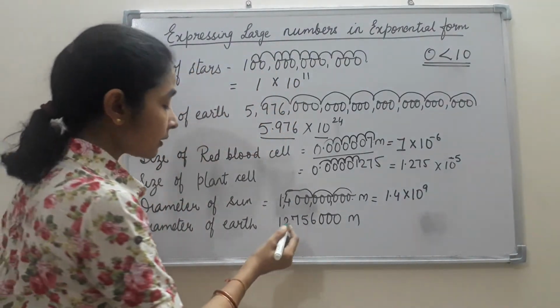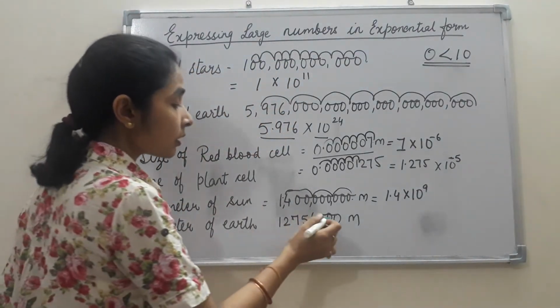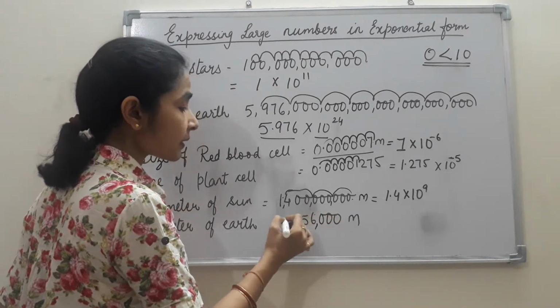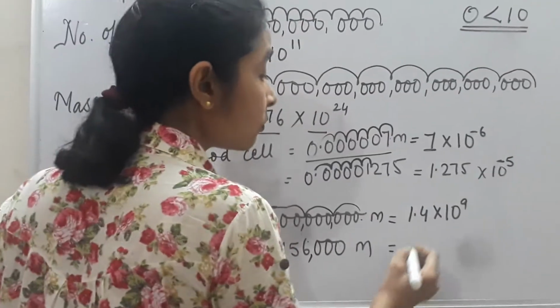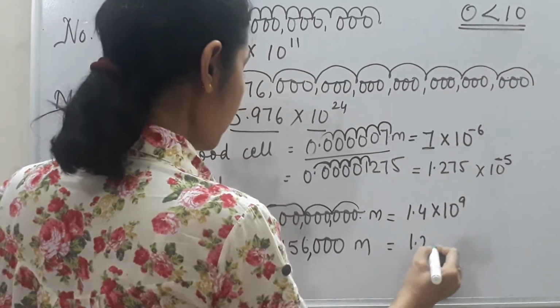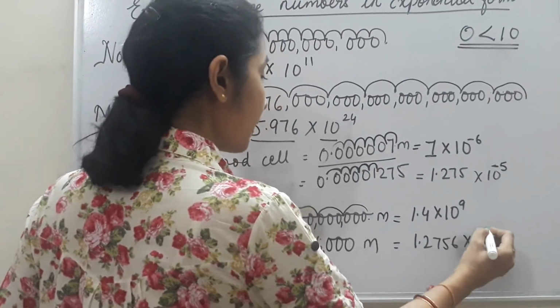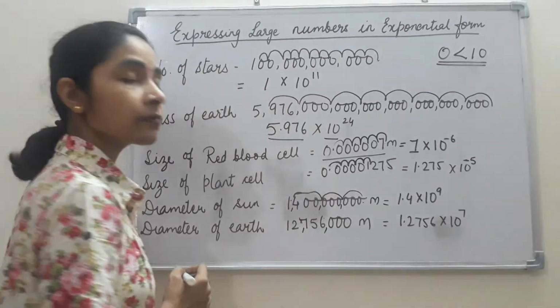Similarly, this is the diameter of the earth. So here how many places am I shifting? 3 plus 3, 6 plus 1, 7. So it is equal to 1.2756 into 10 raised to the power 7. 7 places I have shifted.